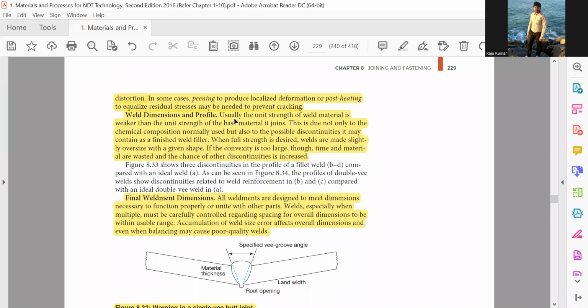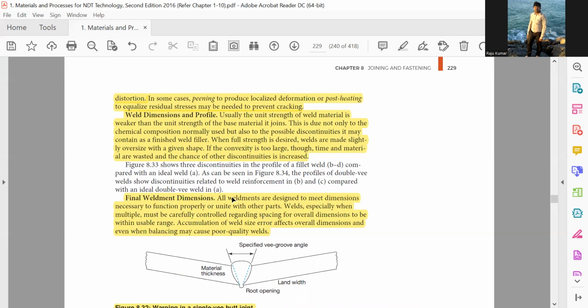Weld dimension and profile. So you have a problem with this. Usually the unit strength of the weld material is weaker than the unit strength of the base metal. It is sensitive not only to the chemical composition normally used, but also to the possible discontinuities it may contain in the finished weld. When full strength is desired, welds are made slightly oversized with a given shape. If the convexity is too large, time and material are wasted and the chance of other discontinuities is increased.